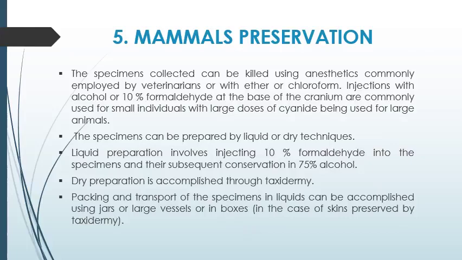Number 5. Mammals preservation. The specimens collected can be killed using anesthetics commonly employed by veterinarians or with ether or chloroform. Injections with alcohol or 10% formaldehyde at the base of the cranium are commonly used for small individuals, with large doses of cyanide being used for large specimens. So different chemicals can be used to kill the specimen. The specimens can be prepared by liquid or dry techniques.